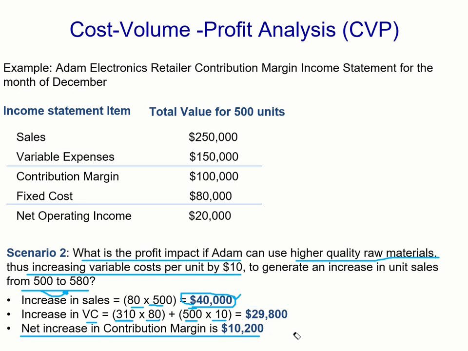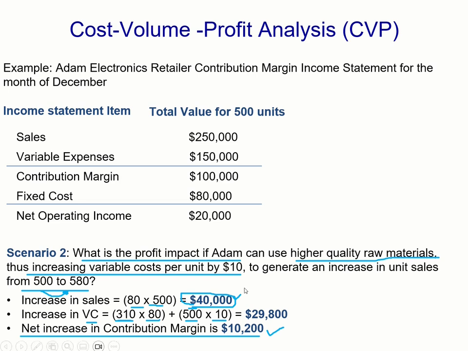Is this a good deal? And the answer is yes. It looks like it's a good idea. Let's add a feature to that tablet, some top quality raw material, some feature, maybe increasing the speed of the tablet, the processing unit.